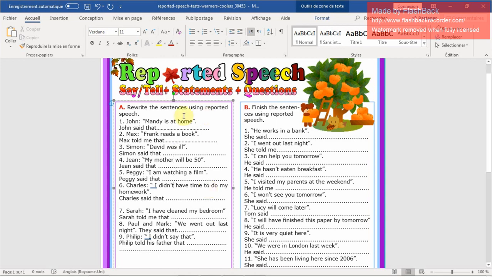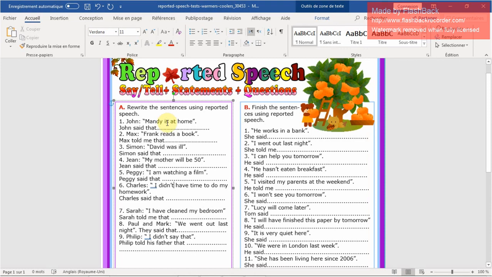Rewrite the sentences using reported speech. It means we have sentences in direct speech. We need to rewrite them using reported speech. Mandy is at home.